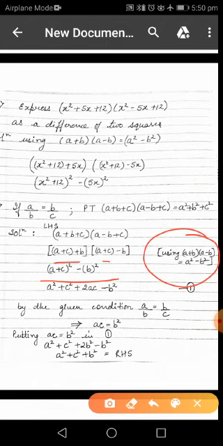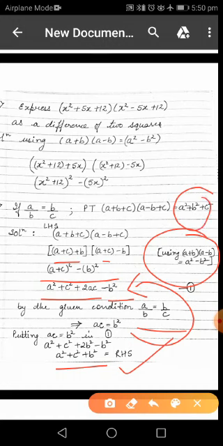(a plus c) whole square can be expanded using (a plus b) whole square. That gives you a square plus c square plus 2ac. B square is over here. Now the given condition was a upon b is equal to b upon c. From here, by cross multiplication, we see ac is equal to b square. So substituting the value, we get a square plus c square plus 2b square minus b square. 2b square minus b square will give you only b square, and this is the right hand side that we needed.